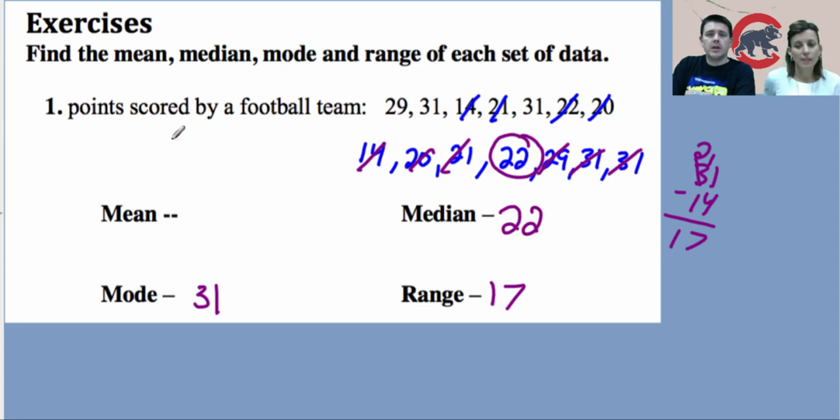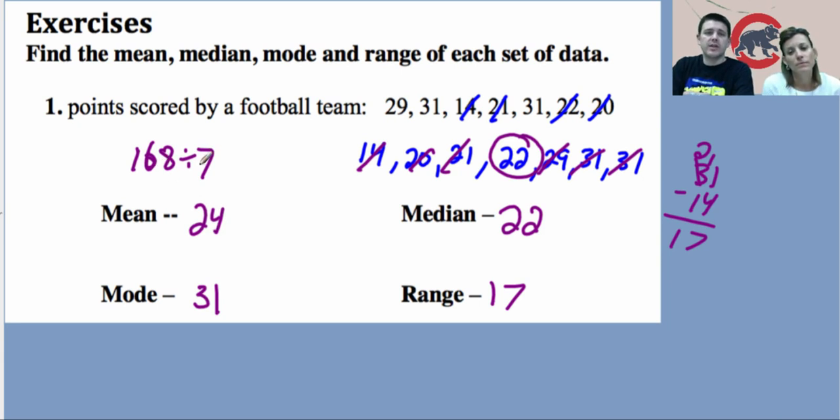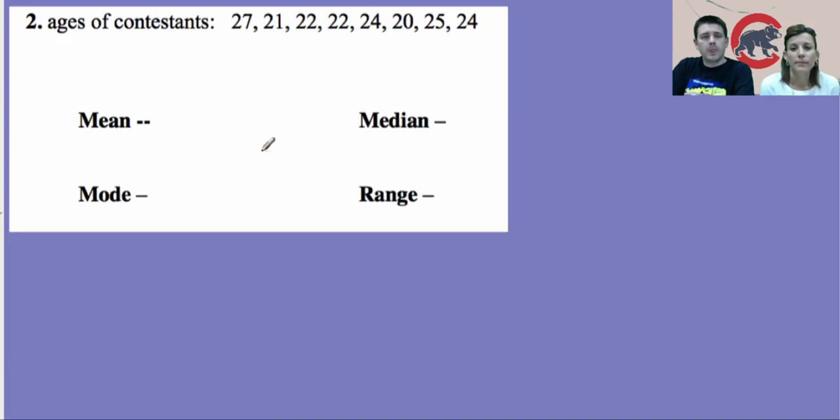You get a sum of 168 divided by 7 data pieces, gives you an average of 24. So Mrs. King added up all the pieces, got 168. There were 7 of them, so she divided by 7 and got 24 for our mean, our average. So our average is 24 and our middle is 22, and we're pretty close together.